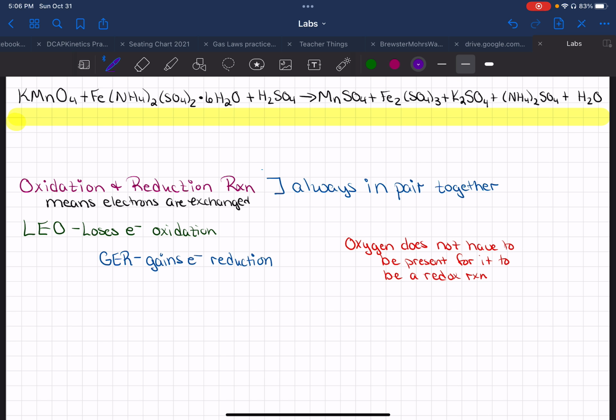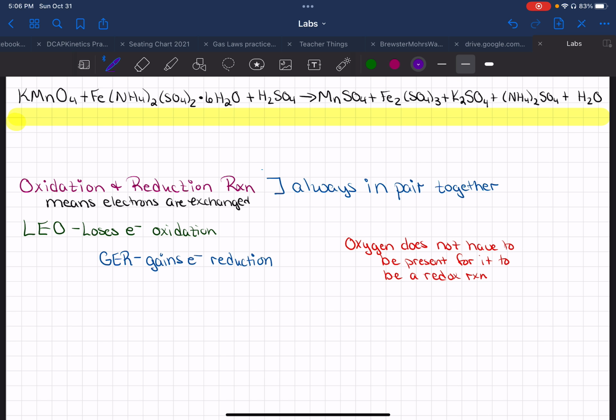Okay. The point of this lab, we're doing a titration. It's a little bit different from an acid-base titration, even though we are using an acid to help the reaction to occur. We are doing a titration on a redox reaction, or an oxidation-reduction reaction.